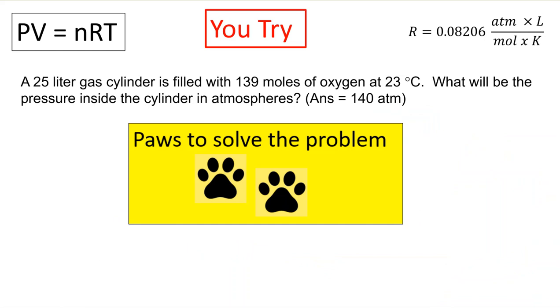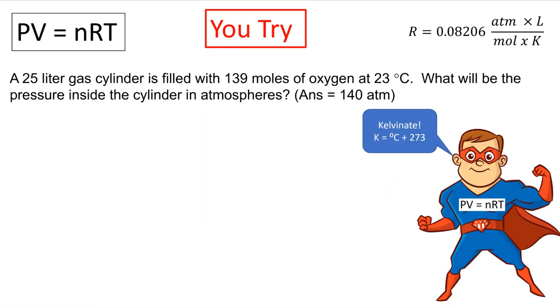You try the next one. You need your periodic table, you need a calculator, pause the video, and solve the problem. Okay, if you were right, you should have gotten 140 atmospheres. Remember, you needed to kelvinate, so if you got the wrong answer, go back, try kelvinating, see if that helps.